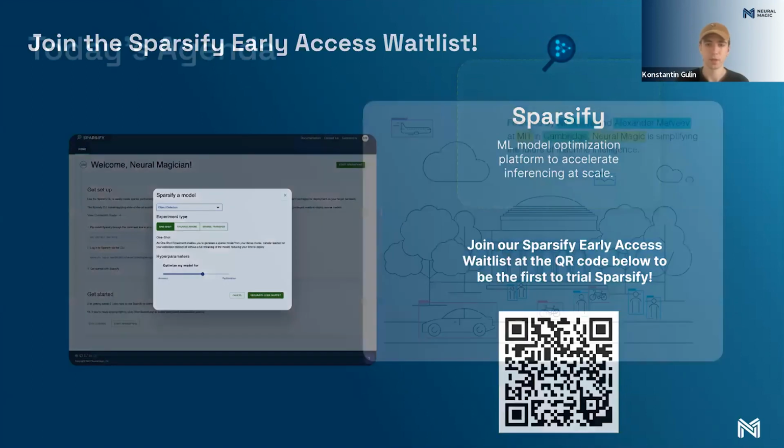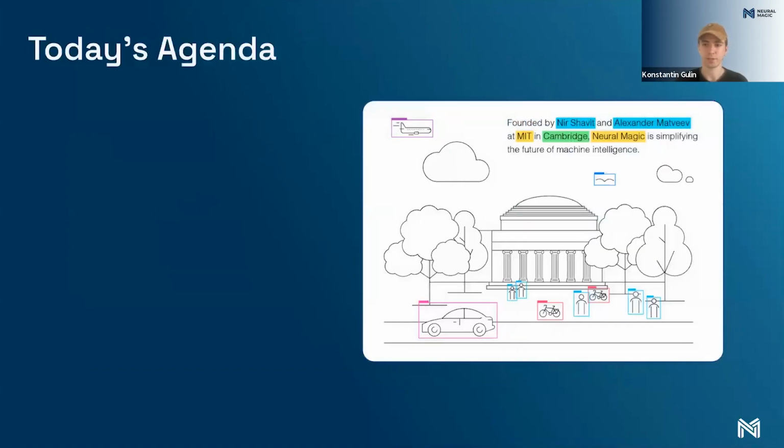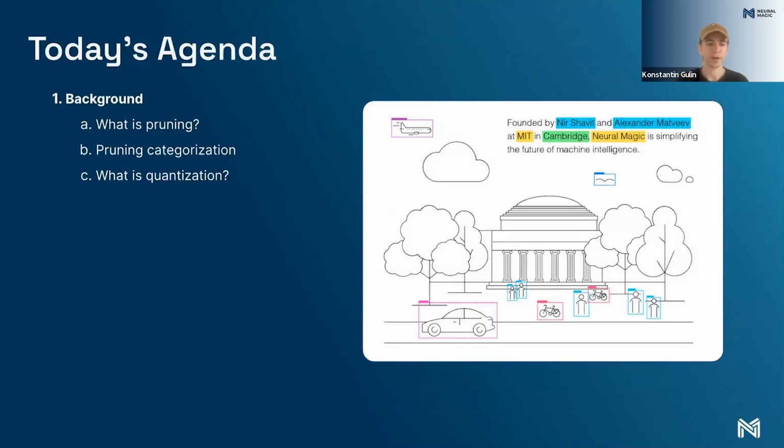Thanks, Mark. Okay, so moving on to the agenda, let's talk a bit about what we're actually going to be covering today. So first, we're going to go over the background of pruning and quantization. We're going to talk about what is pruning, how can it be categorized into different categories, and what is quantization. And you might already be familiar with these compression methods, but hopefully this is a useful overview, and it'll get us on the same page in terms of the terminology that we use in the rest of the talk.